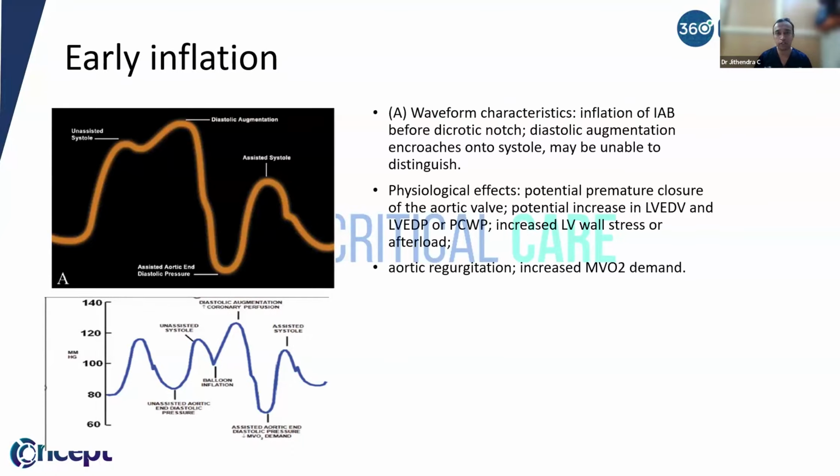Okay, so what is happening here? So you see that the IABP is getting inflated even before the dicrotic notch. So what is happening here? So this will lead to premature closure of the aortic valve. So the heart is made to work against the closed aortic valve. So this will lead to aortic regurgitation, increase in afterload, increase in myocardial oxygen demand. So all of these happen.